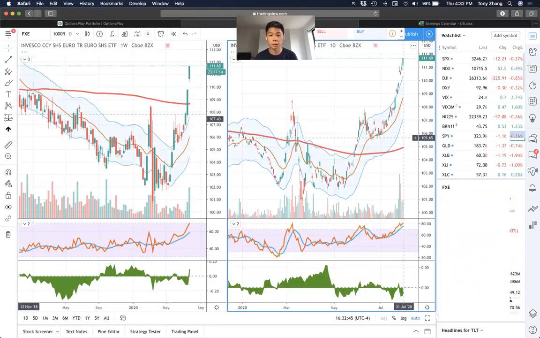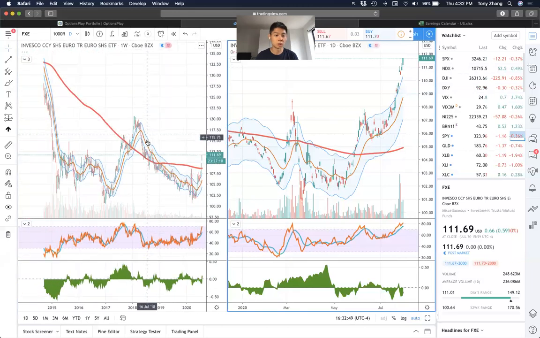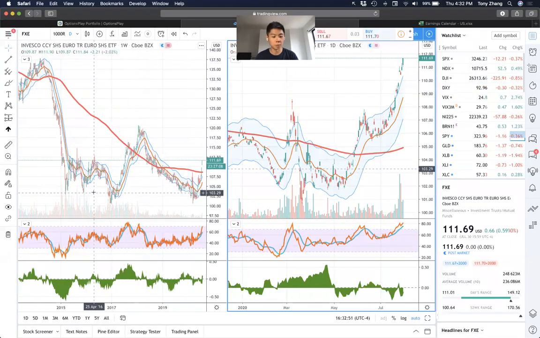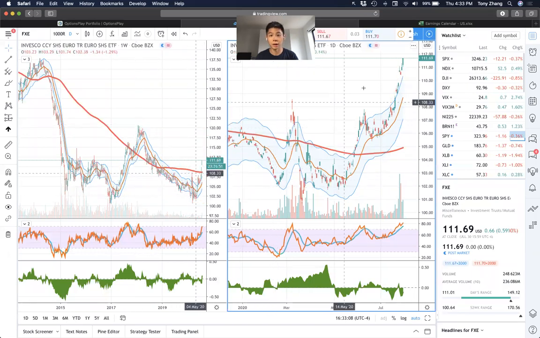You can take a look at FXE, which is the Euro ETF. So as you can see here, the Euro has been bottoming for multiple years now, finally seeming to break out to the upside. So a big move to the upside over the past couple of weeks, but I think this could be potentially a much larger move to the upside. You have moves all the way up to maybe 120 here for FXE.